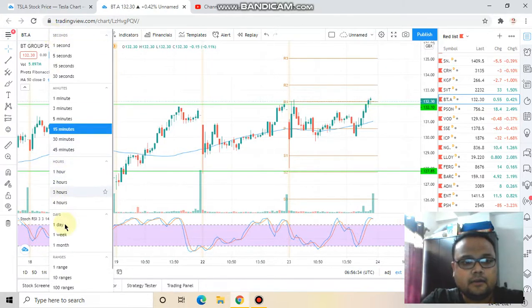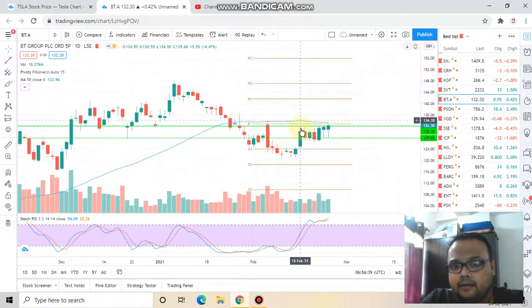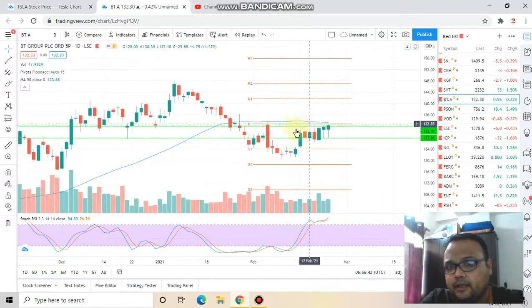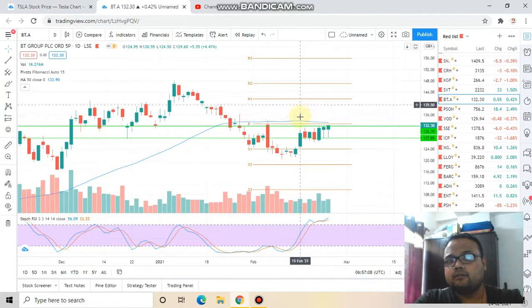But just remember that in the daily time frame, there is a resistance at 132.75, and there's also the 50 moving average. So if you ask me what will be the ideal position to buy, your ideal position for BT will be above 133.8. This is your comfortable zone.